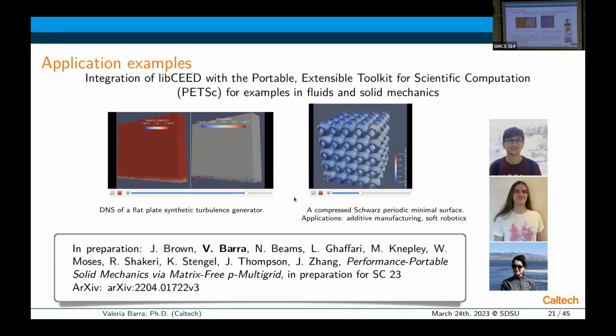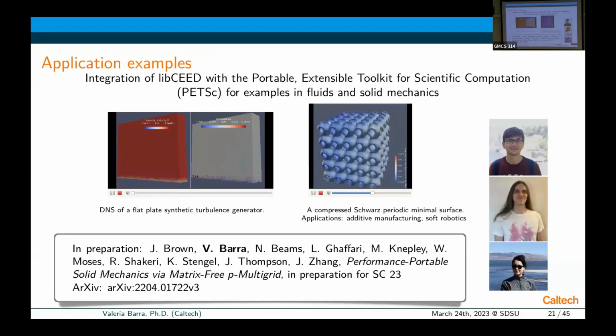I pretty much set the foundations for these mini apps that the students and the group then pursued even further. These mini apps are integrated as PETSc examples, so PETSc applications. On the left, we see an example of DNS, direct numerical simulations of a flat plate synthetic turbulence generator that the students worked on. On the right, we have a compressed Schwarz periodic minimal surface. This has applications in additive manufacturing and soft robotics.